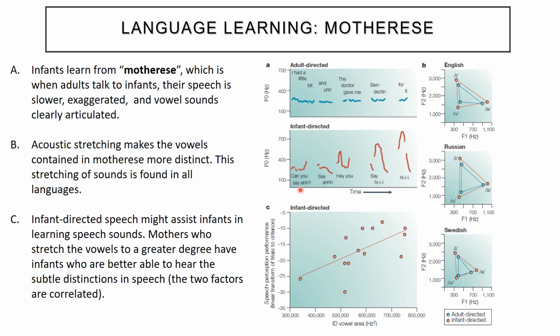So the process of learning language in humans is characterized as Motherese. We are all familiar with this: it's the way that adults talk to infants. When we are talking to infants, we're using Motherese, and it's characterized as using speech that is slower, exaggerated, and the vowel sounds are clearly articulated.